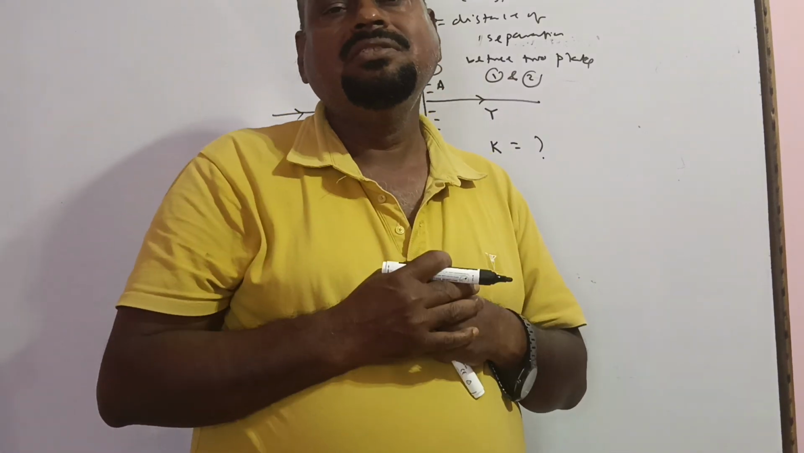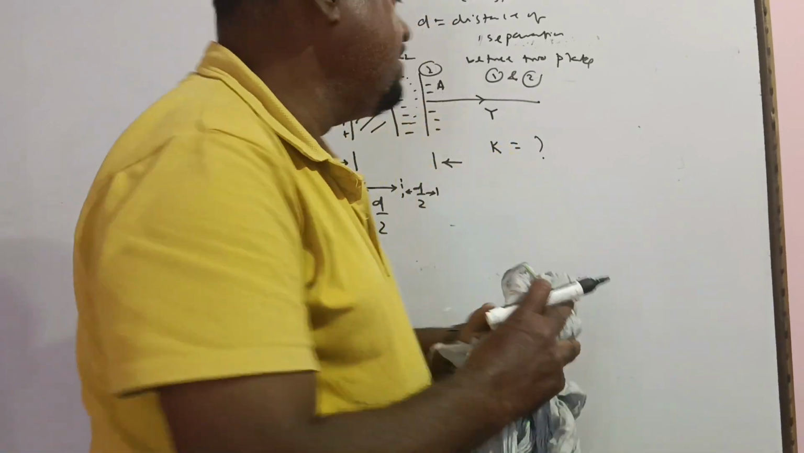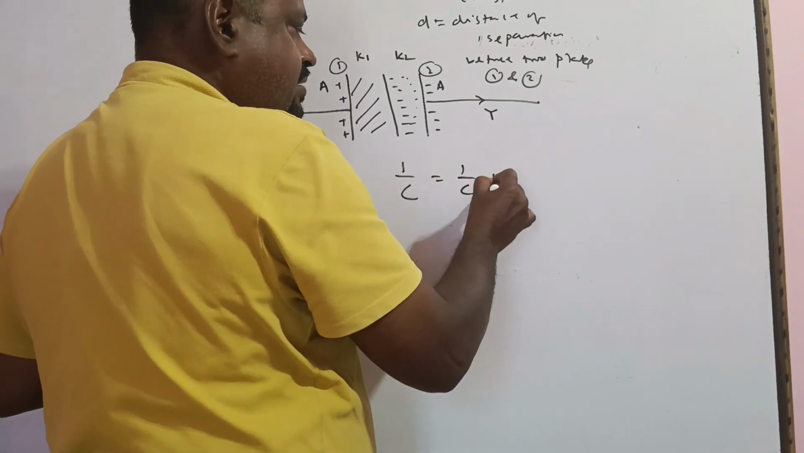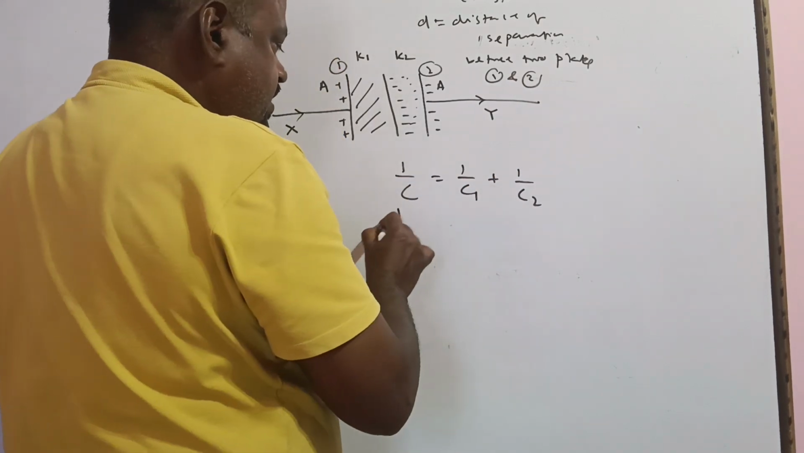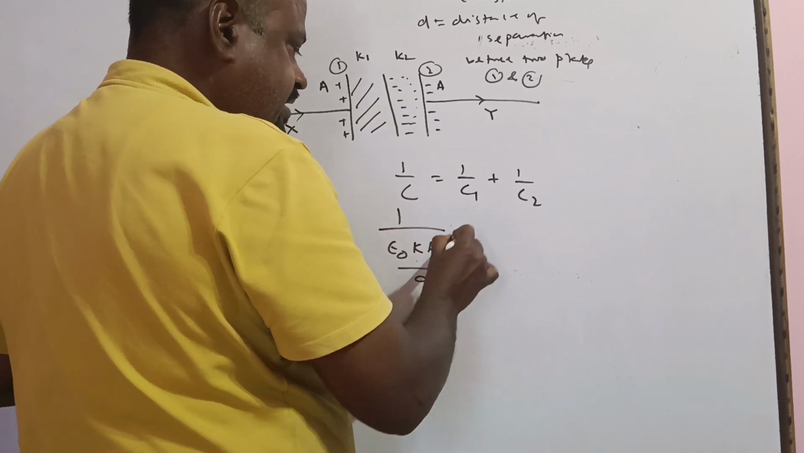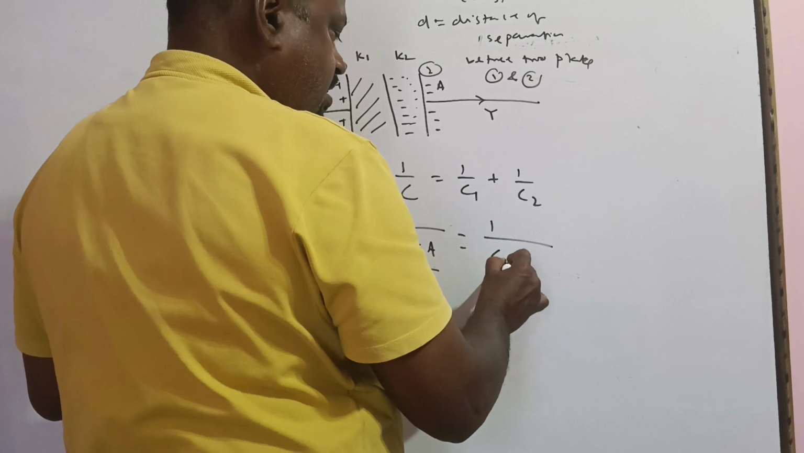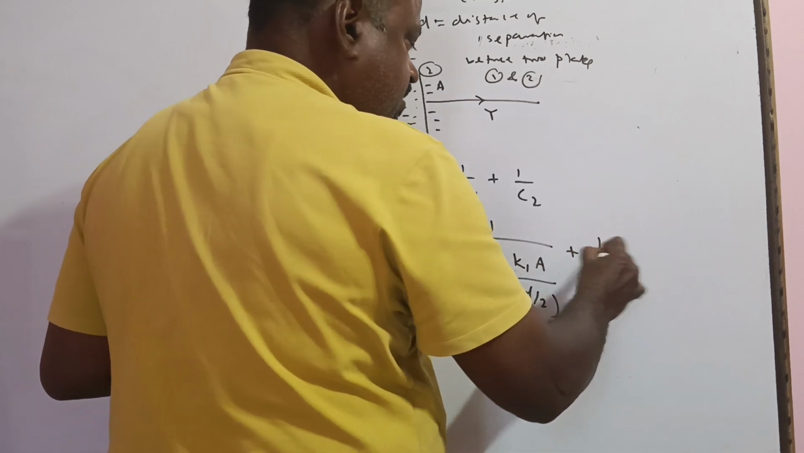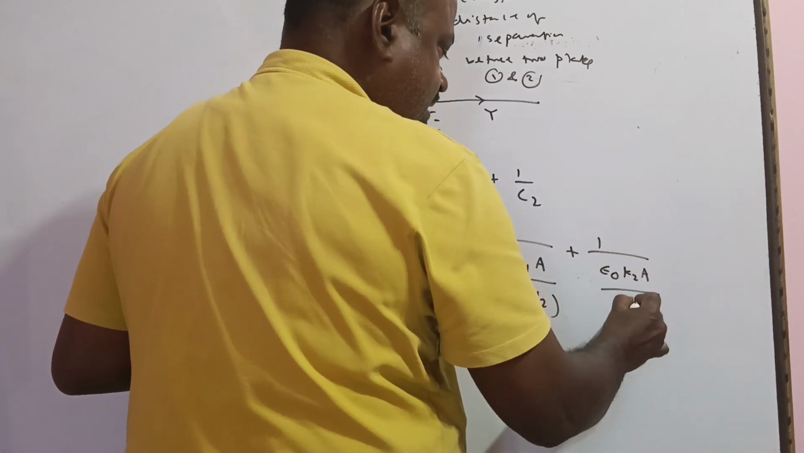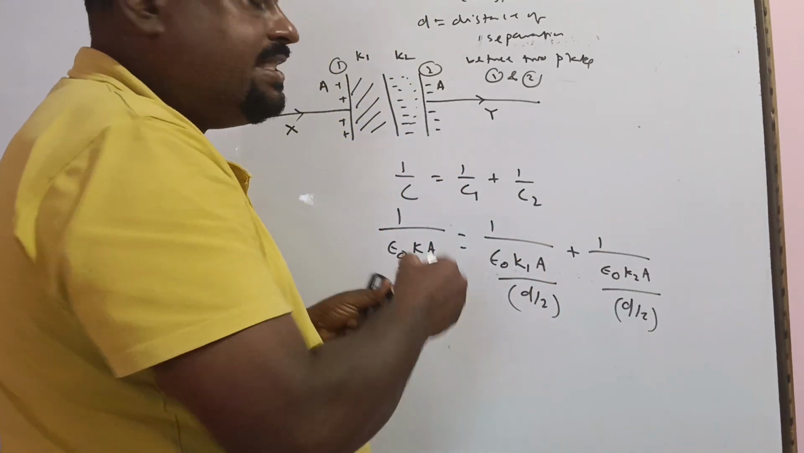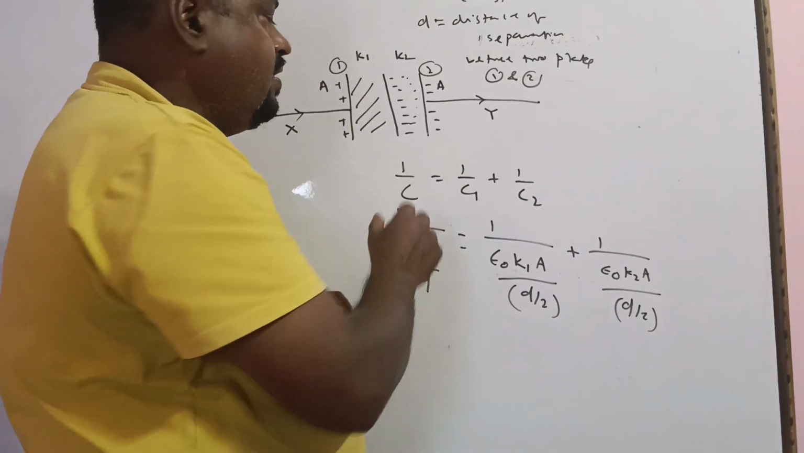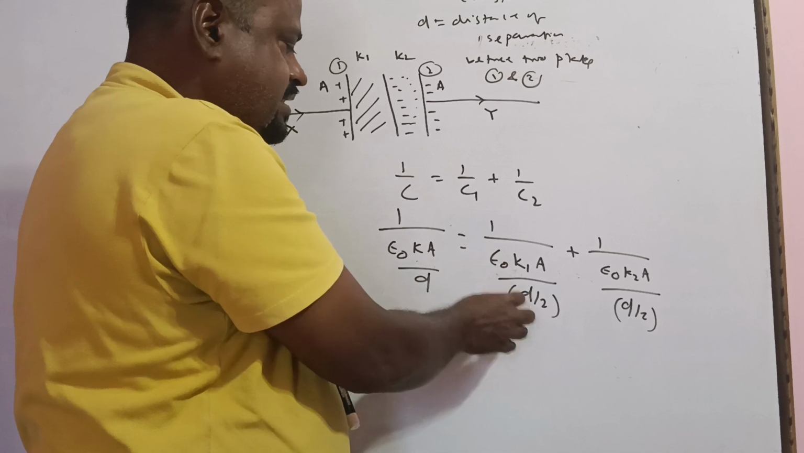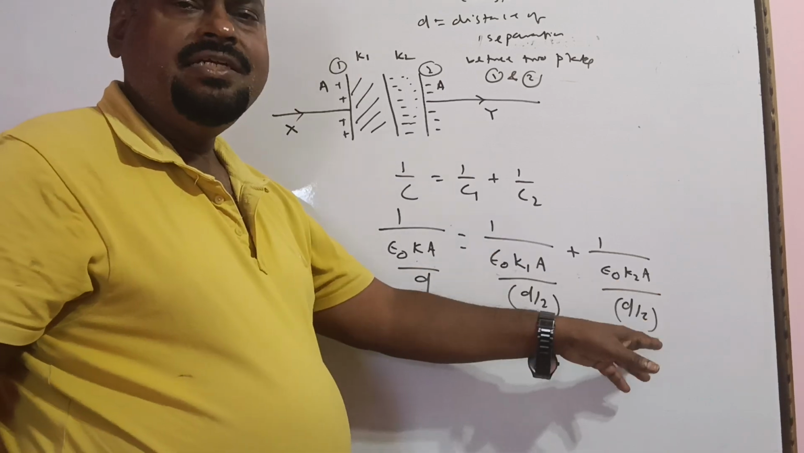So when two capacitors are in series grouping, for the equivalent capacitance, 1 by C equals 1 by C1 plus 1 by C2. Here C is epsilon naught K A by D; in C1 you write epsilon naught K1, area A, distance of separation D by 2, and in C2 epsilon naught K2, A, D by 2. This is capacitor 1 and this is capacitor 2, both with plate area A and distance of separation D by 2.